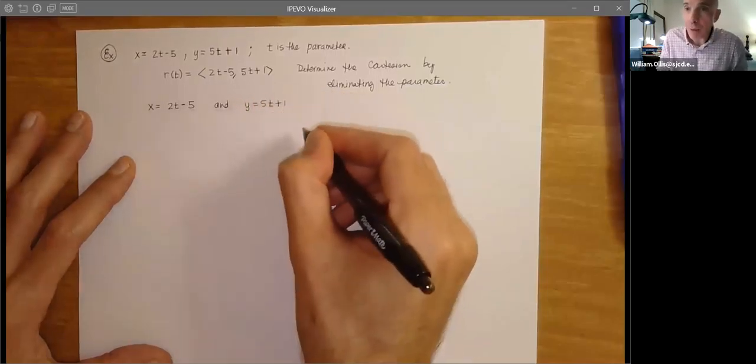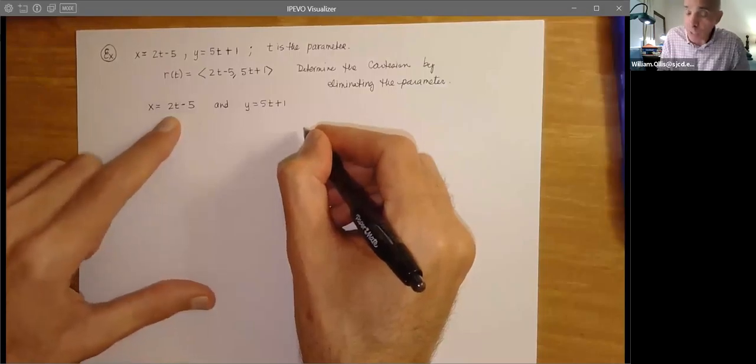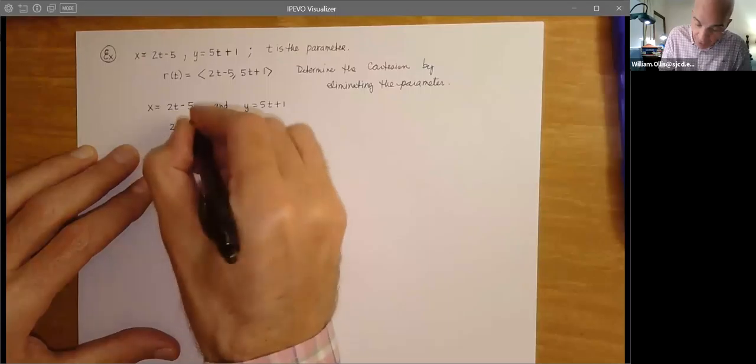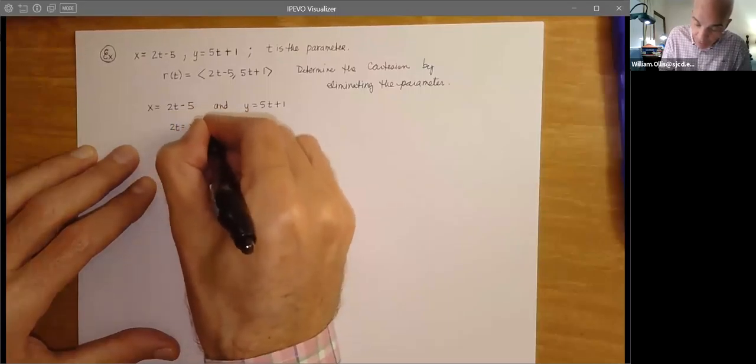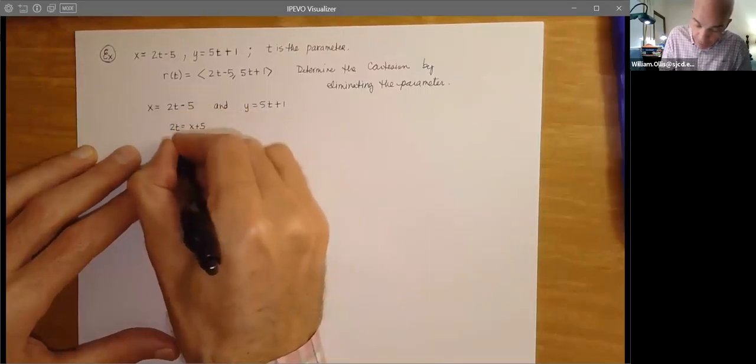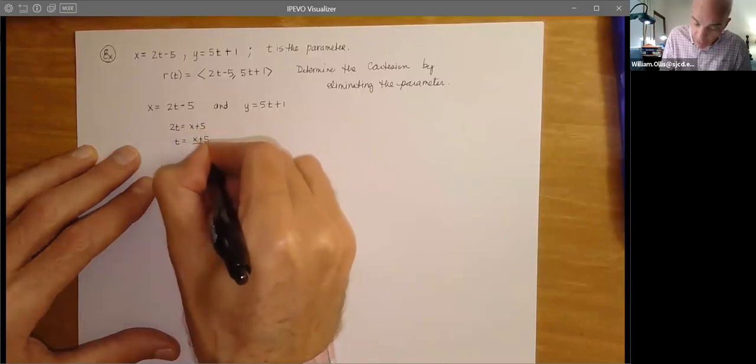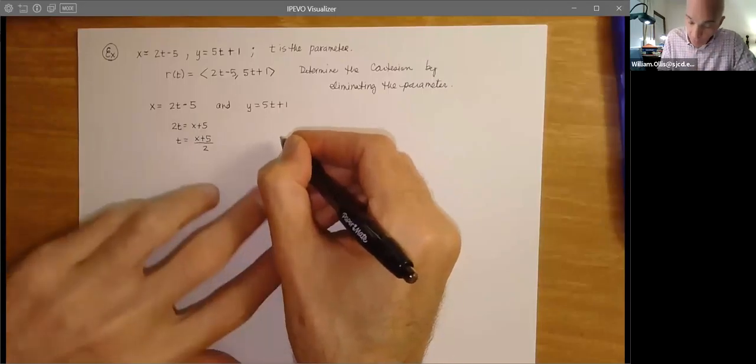So this is easy to do. In many cases, it's quite simple. So we'll say, well, x equals 2t minus 5 and y equals 5t plus 1. Well, this is just general math now. So let's just solve for t.